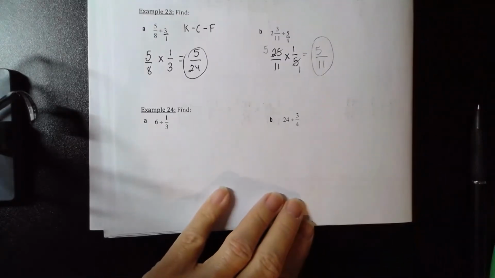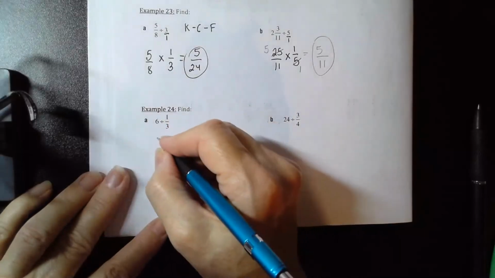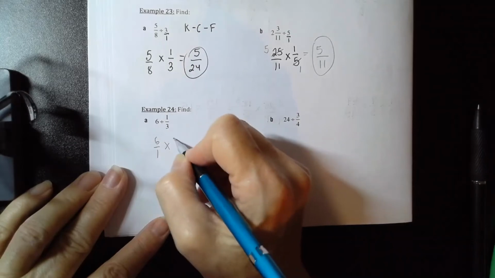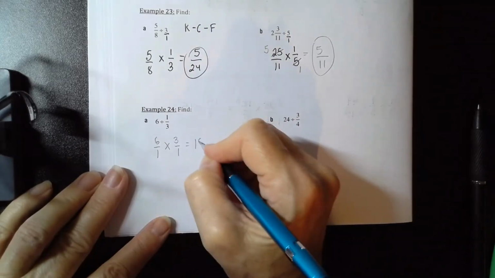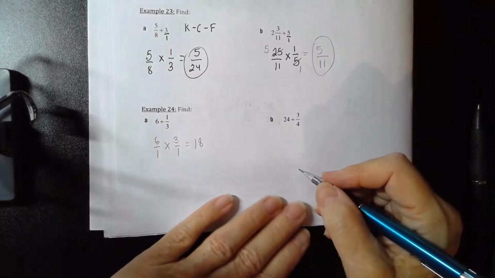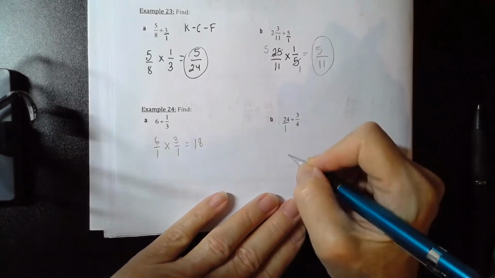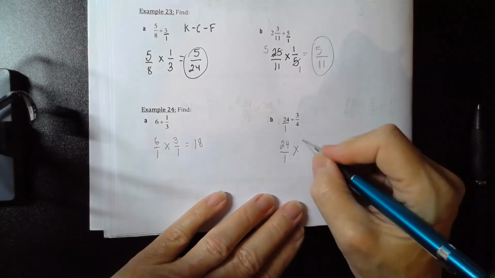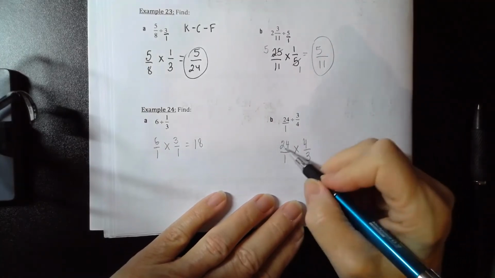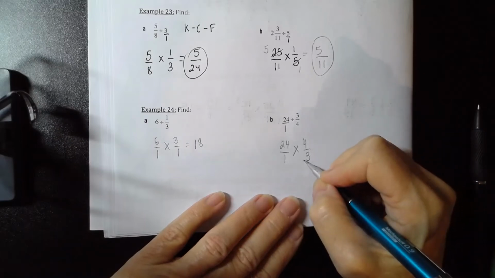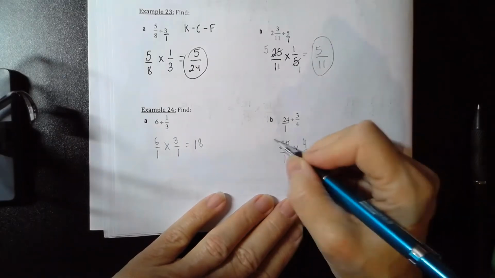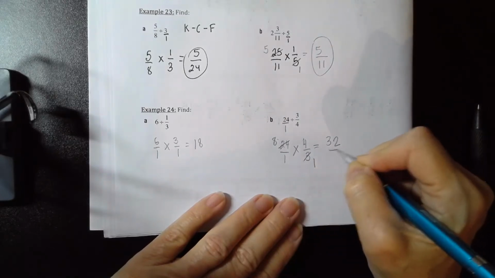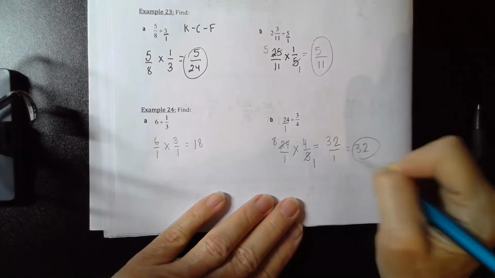Okay, and finally down here, when I start with a whole number, it's best to write that 6/1, change to times, flip this upside down, 3/1, and I end up just getting 18. 18/1 is the same as 18. Next, 24/1. So 24/1 is the keeper. This is the change, and this is the flip. I'm going to do a simplification. 3 divides into 3 once. 3 divides into 24, 8. So I get 8 times 4 is 32 over 1, which is just plain old 32, and that's the answer.